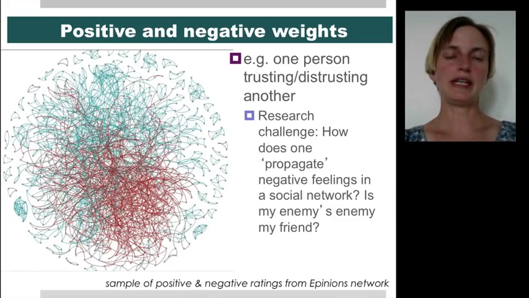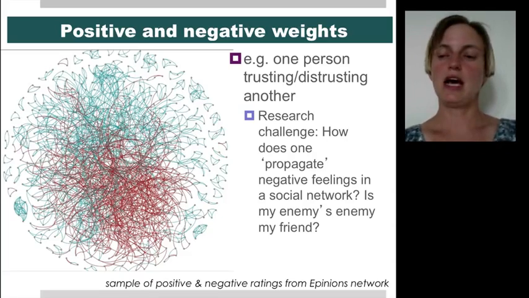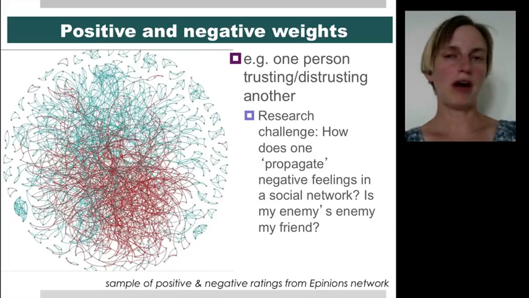The edge weights that you add can also be positive and negative weight. For example, a person trusting or distrusting another. Here I'm showing a fraction of the ePinions graph. Now this is a publicly available data set that we will actually be working with. ePinions is a website where users go and they rate products.